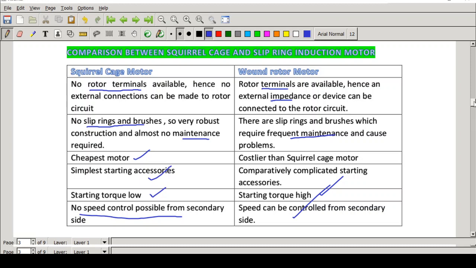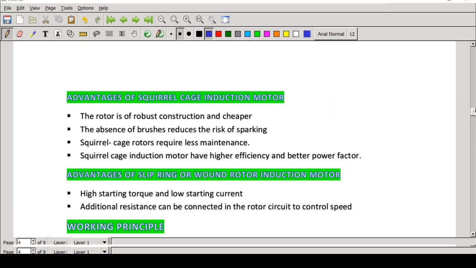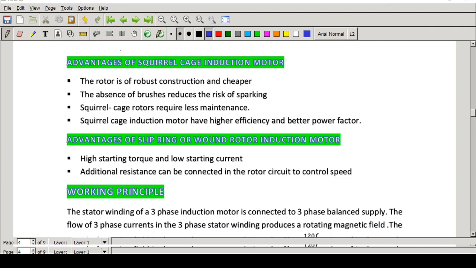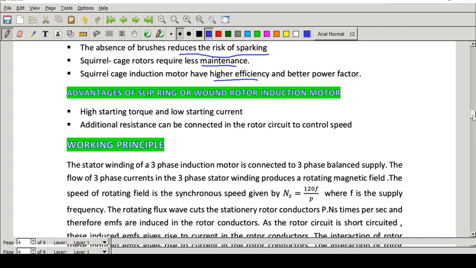Now suppose you are asked what the advantages of a squirrel cage are. You can say that it is cheaper, has less maintenance, high efficiency, and no risk of sparking because no brushes are available. Now when you compare it with the slip ring induction motor, additional resistance can be connected, which means we can control the speed. The other one is the high starting torque. So this is about the classification of the types of three-phase induction motor.